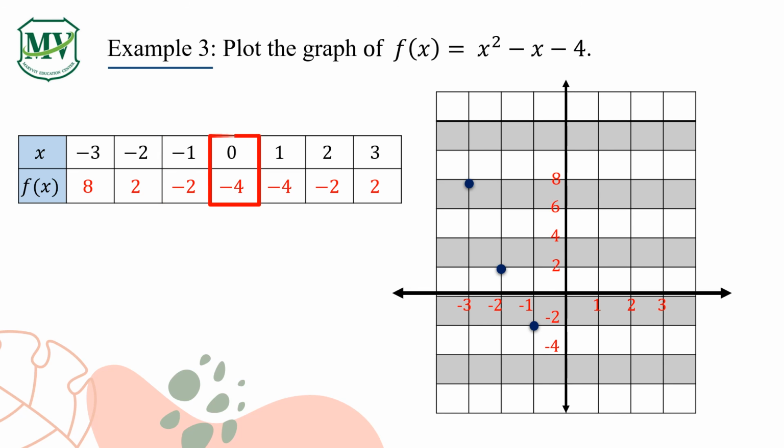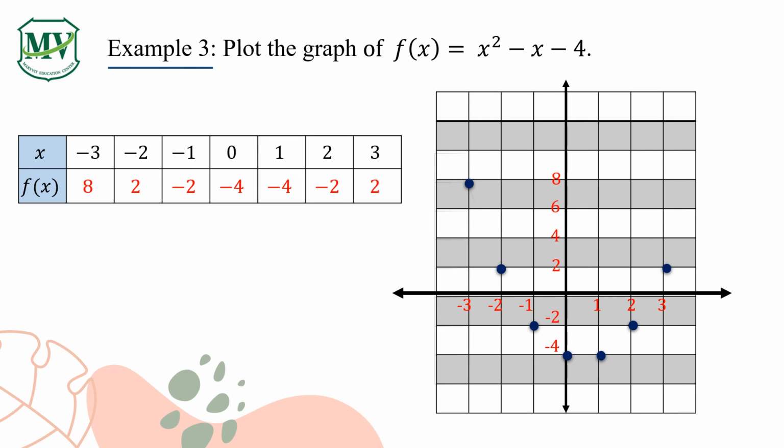Next, 0 and negative 4. This is where the point of 0 and negative 4 is. Next, 1 and negative 4. This is where the point of 1 and negative 4 is. Next, 2 and negative 2. This is where the point of 2 and negative 2 is. Next, 3 and 2. This is where the point of 3 and 2 is.